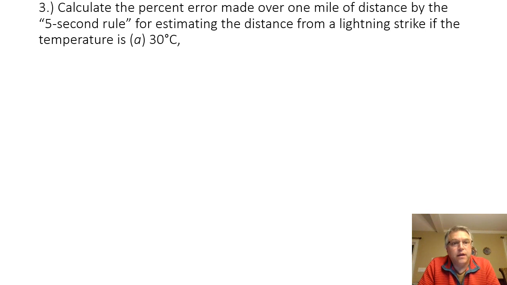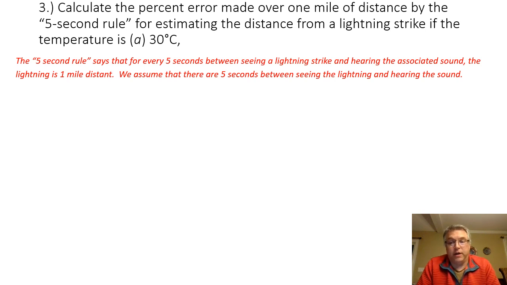Problem 3 asks, calculate the percent error made over 1 mile of distance by the 5-second rule for estimating the distance from a lightning strike if the temperature is A, 30 degrees Celsius. So if you've ever used the 5-second rule to determine how far away a lightning strike is, essentially what you do is when you see the flash of lightning, you start counting Mississippis, and for every 5 Mississippis, that is supposed to equal 1 mile of distance. Assuming, of course, that the flash of the lightning can travel almost instantaneously, because that is traveling as a light wave, and then the thunder is a sound wave which travels much slower. So to calculate the percent error, we need to know just how far away the lightning flash is going to be at 5 seconds.